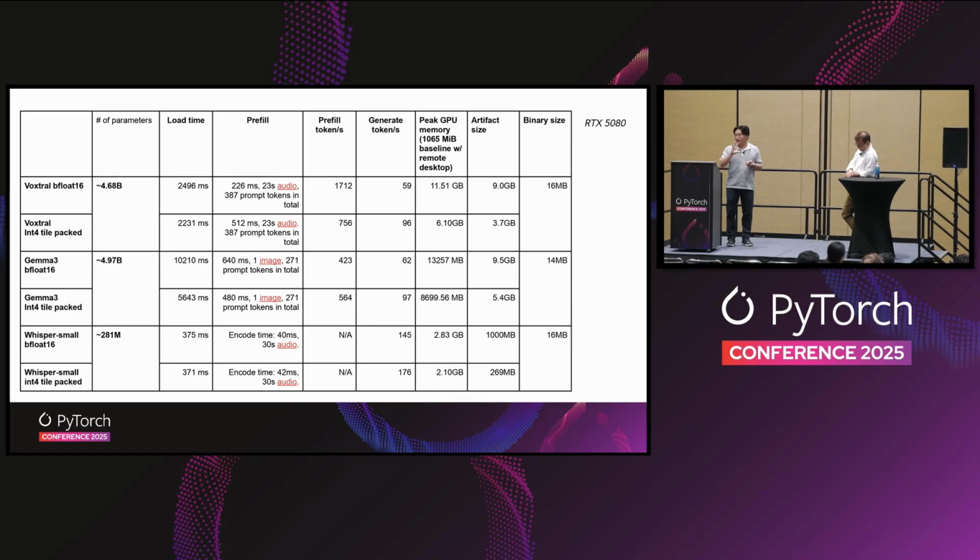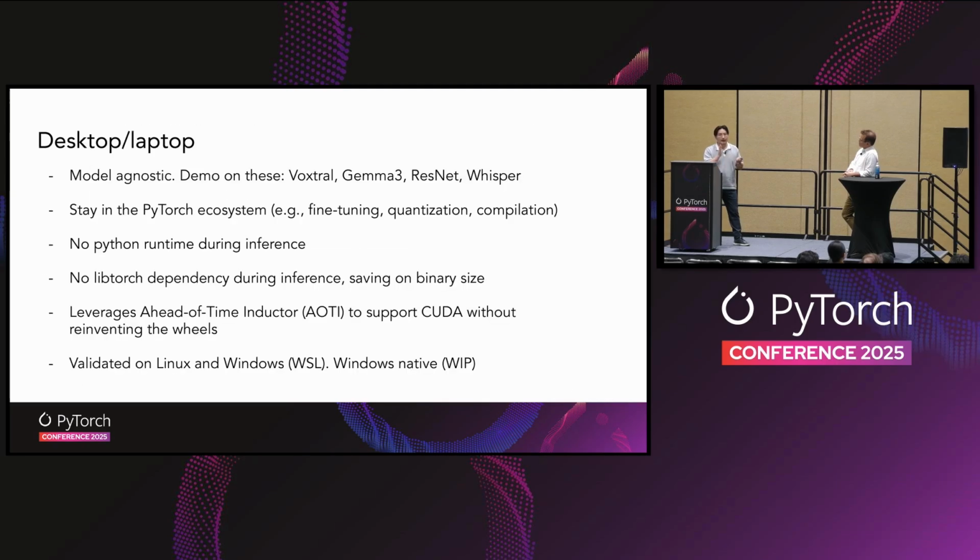So the idea is that this is model agnostic. Instead of focusing on only LLMs or only vision, you can do anything. Whisper is available, ResNet is available, right? So we have demos on these. And you stay in the PyTorch ecosystem. No Python runtime is required, so you can run in native C++ environments. No libtorch, so you can save on binary size.